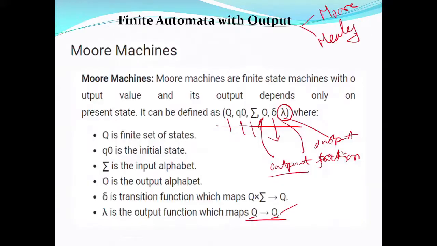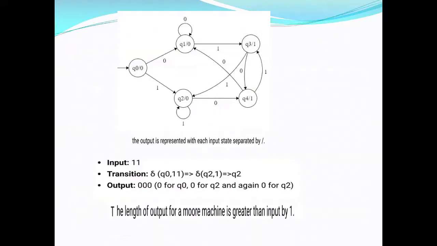Now I'm giving you an example of a Moore machine. If you look at this, you can see Q0 by 0, Q1 by 0, Q3 by 1, Q4 by 1, and Q2 by 0. That means one state gives one output. So what is your output alphabet? 0, 1. The output alphabet and input alphabet can be the same or they may be different. There is no condition that both have to be the same or both have to be different. It is your choice.